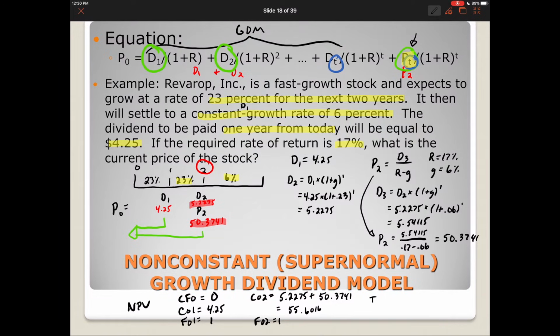So then when I go to my NPV button and I input my discount rate, I input 17%. And I solve for the net present value. You get a net present value of $44.25. So this is how you solve for the value of a share of stock that has growth rates that are different early on, or supernormal early on, before it actually settles in to constant growth.